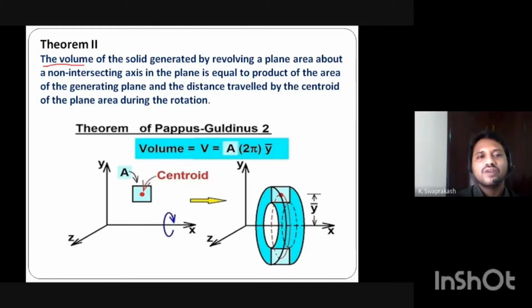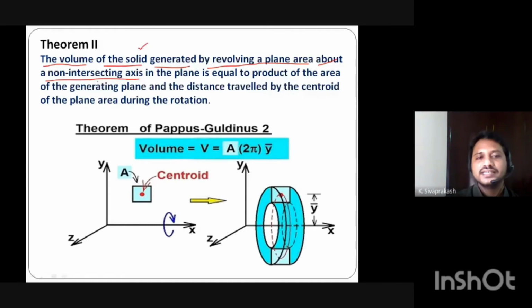Here, the volume of the solid generated by revolving a plane area. So here we have to take a plane area, and the plane area is revolving about a non-intersecting axis. Then the volume of the solid is generated. Okay, so that is the meaning of the statement: the volume of the solid generated by revolving a plane area about a non-intersecting axis.